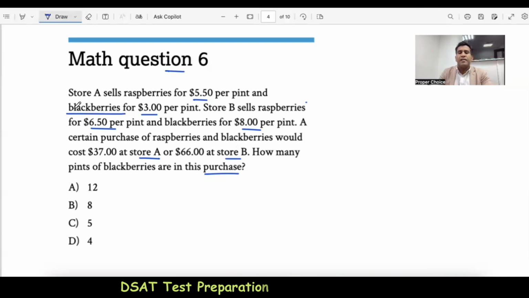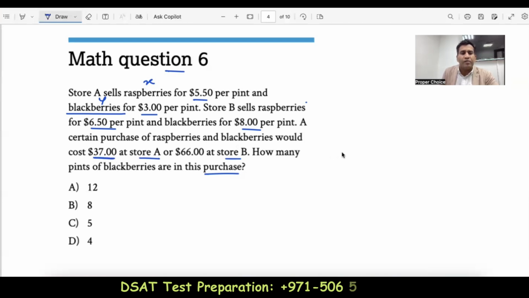So it's basically a system of equations in two variables. For these kinds of questions, you have to create an equation and then solve it to get the answer. So let me assign the number of raspberries as X, and the number of blackberries as Y. Store A sells X number of raspberries for $5.5 per pint and Y number of blackberries for $3 per pint, and store A is earning a total amount of $37 by selling these two items.